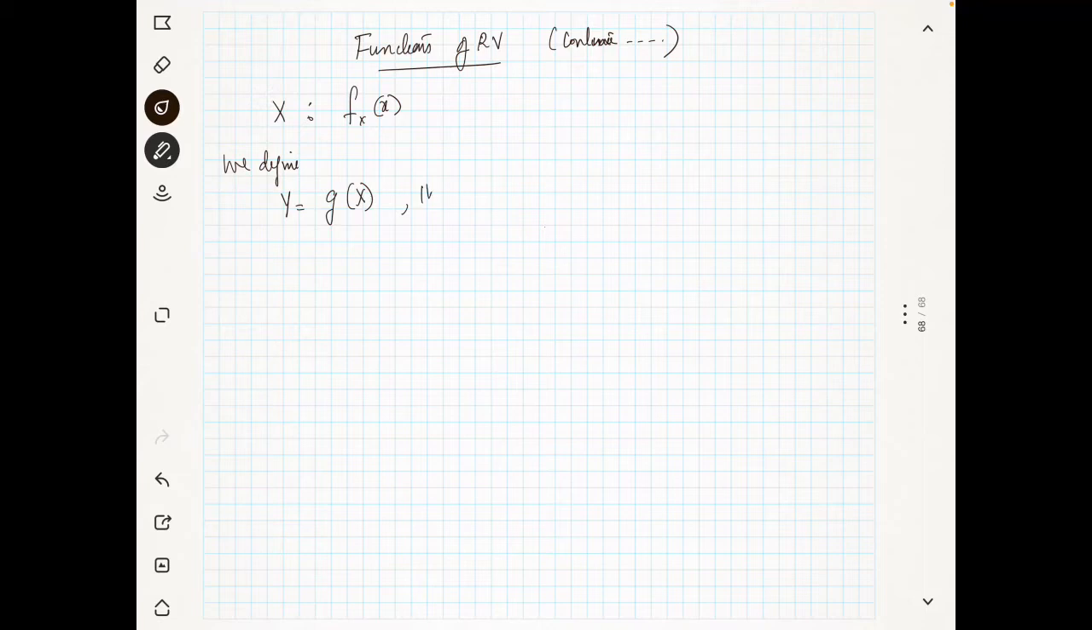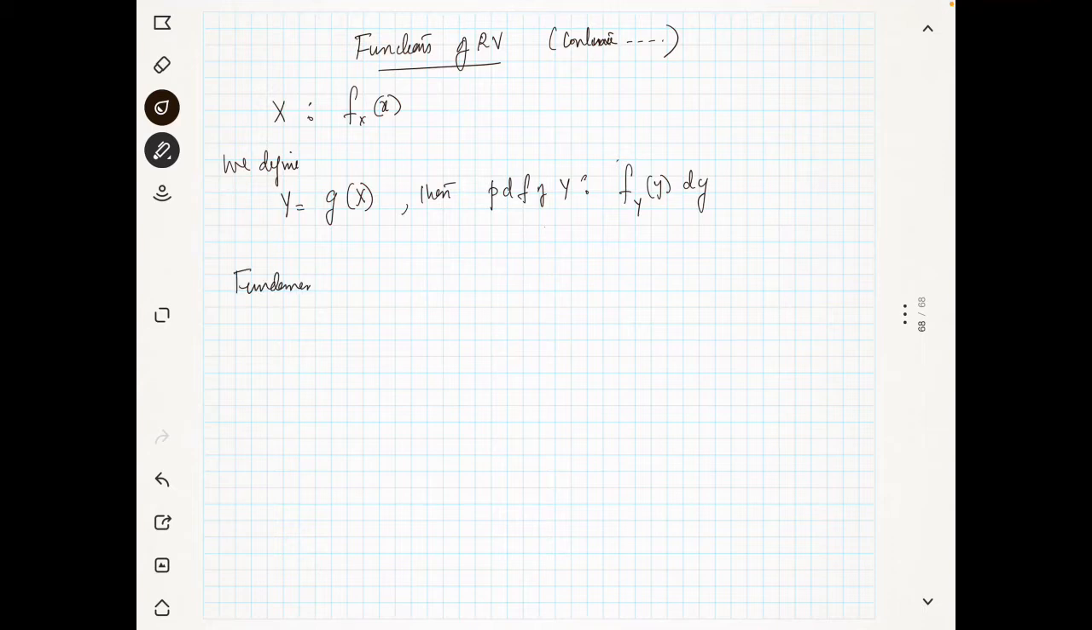Then what is the distribution of y? What is the PDF? The PDF of y, fy of y, is the question. This is what we have to find out. To find this in the easiest way, we have a fundamental theorem.